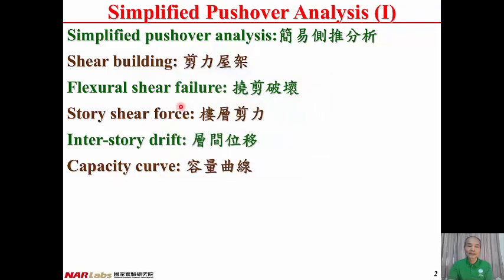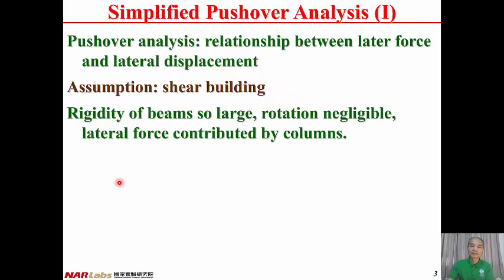We also have to have the force displacement in story level. That's the relationship between story shear force and interstory drift. And capacity curve is the result from pushover analysis. That's the relationship between base shear and roof displacement.